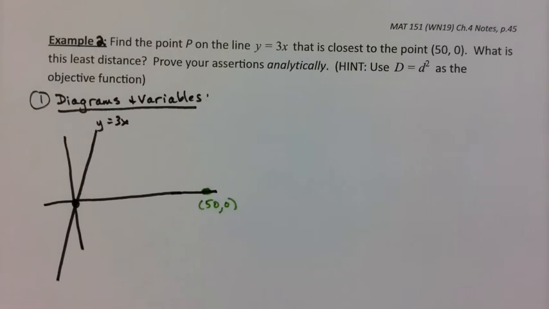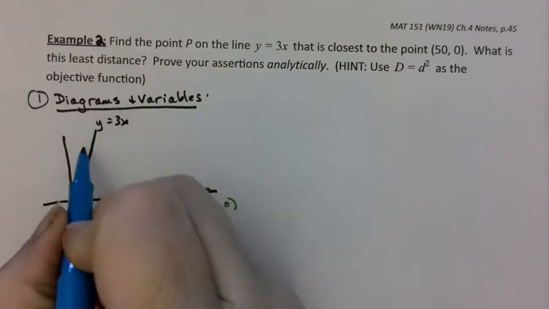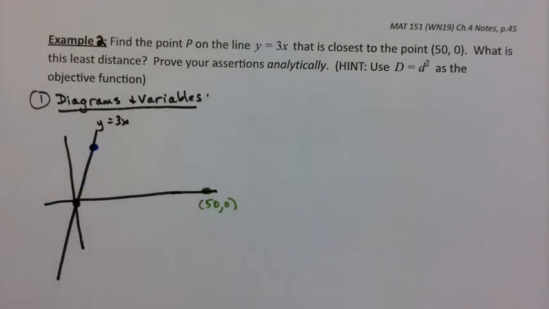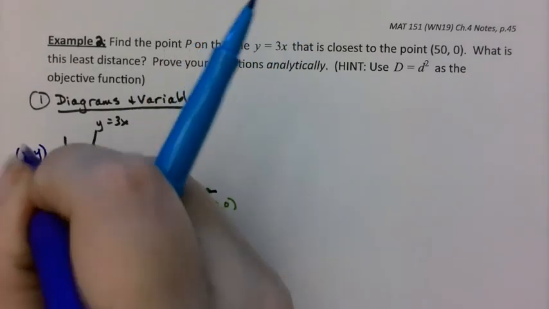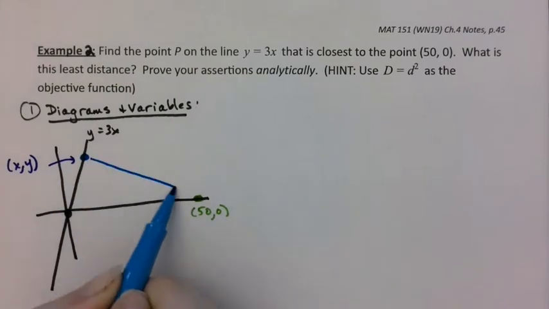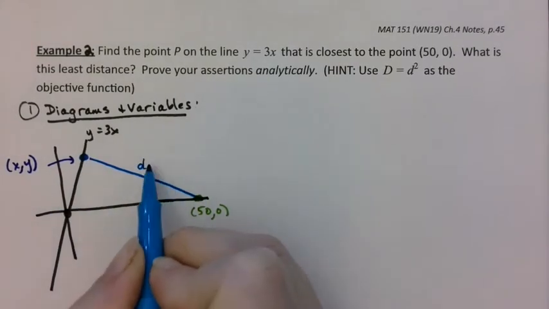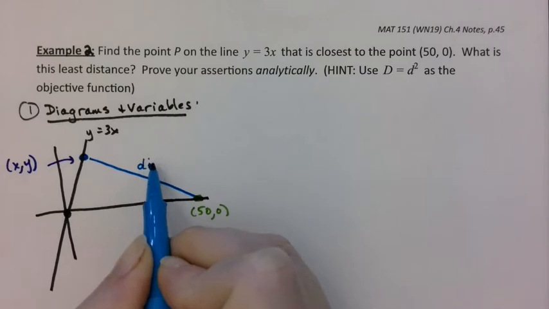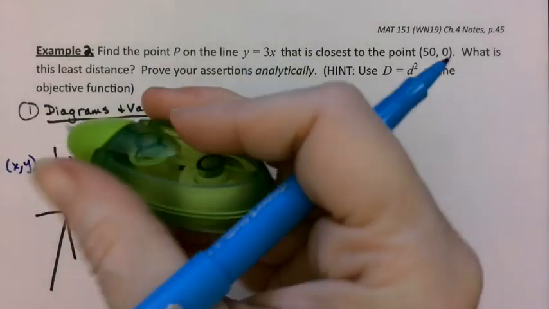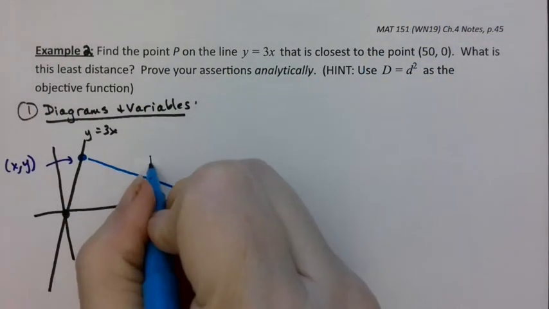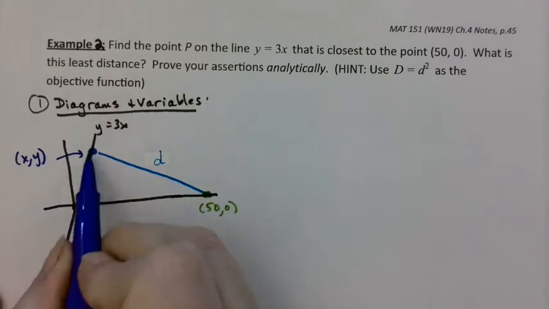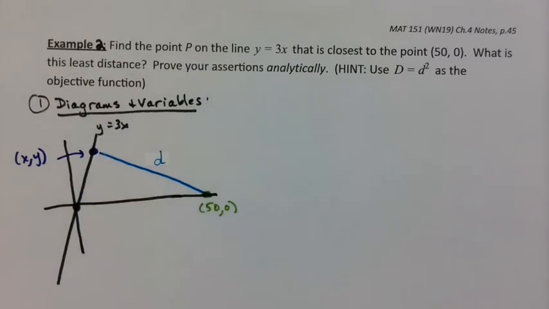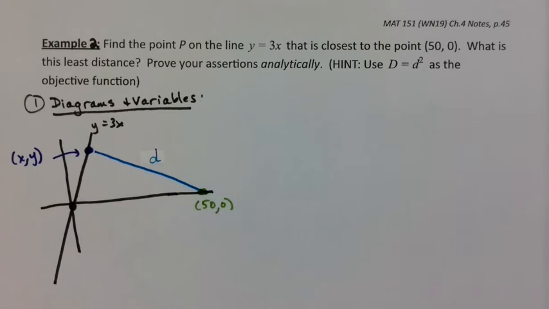And we want to find a point on this line, (x, y), such that the distance from that point, (x, y), to that point (50, 0) is minimum. So the distance is right here. I'll just call it little d. Okay, so I've got my distance, I've got my point x and y, which is right here, and I've got my line y equals 3x. So I've drawn a diagram, and I have everything labeled.